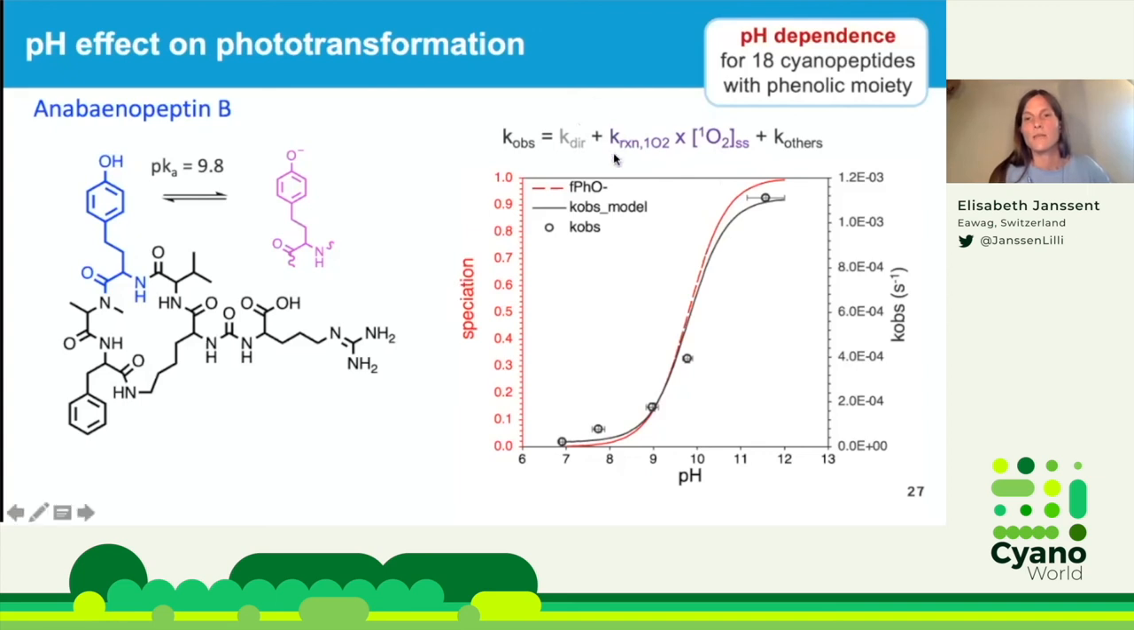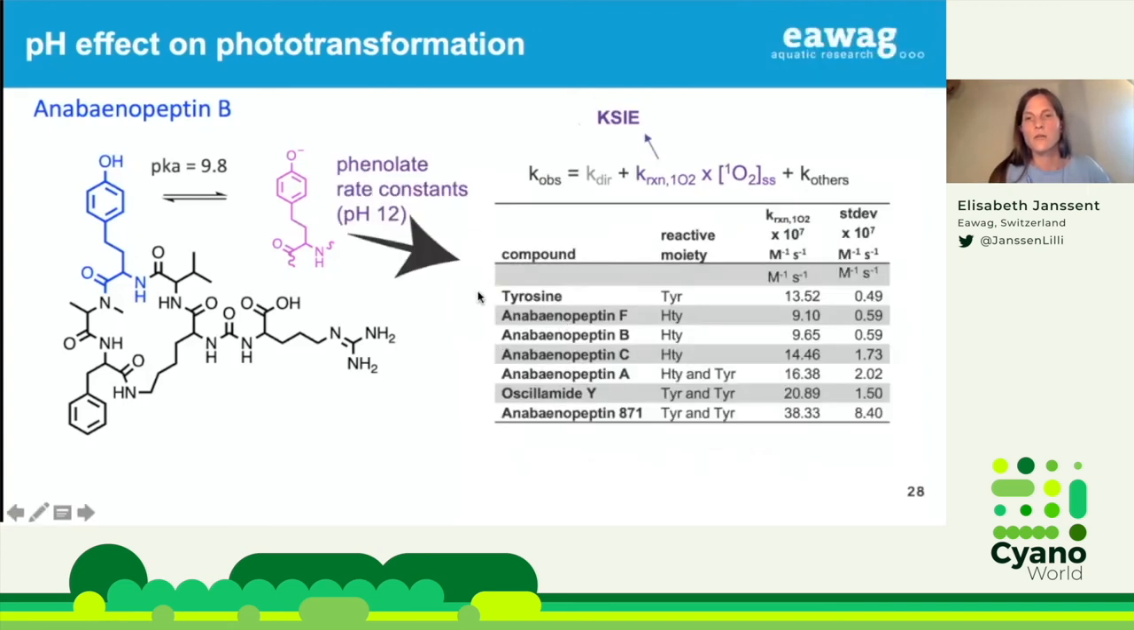And we then measured these bimolecular reaction rate constants for 7 different cyanopeptides because those are system-independent rate constants. So as soon as you know your singlet oxygen concentration in the surface water or maybe in an engineered water treatment system, you can calculate how fast a compound would be transformed based on this reaction pathway.